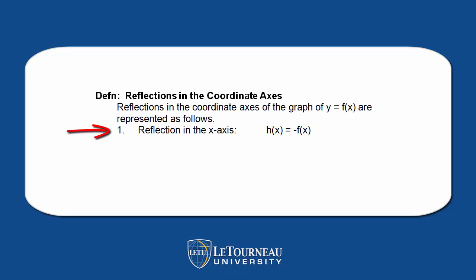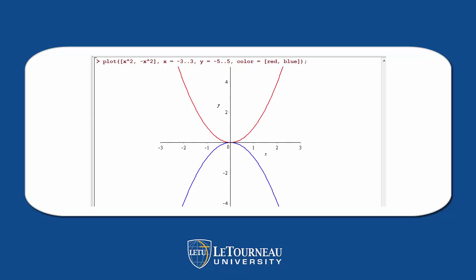The first one, a reflection in the x-axis. This is where we're going to flip the graph over the x-axis. So let's plot x squared and minus x squared. Now let's wait a moment while I get all of the data in it. We have to give it an x range, we have to give it a y range, and of course x squared will be red, minus x squared will be blue.